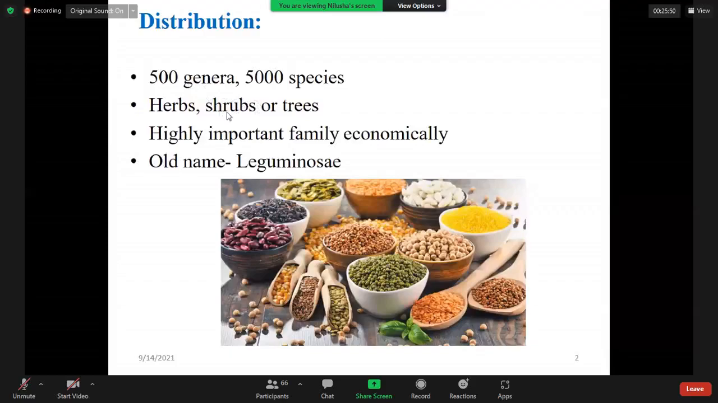This family is highly economically important because most of the food crops, like green gram, black gram, and all the leguminous seeds, are included in this family. This family was earlier called Leguminosae, but now the commonly used name is the Fabaceae family.